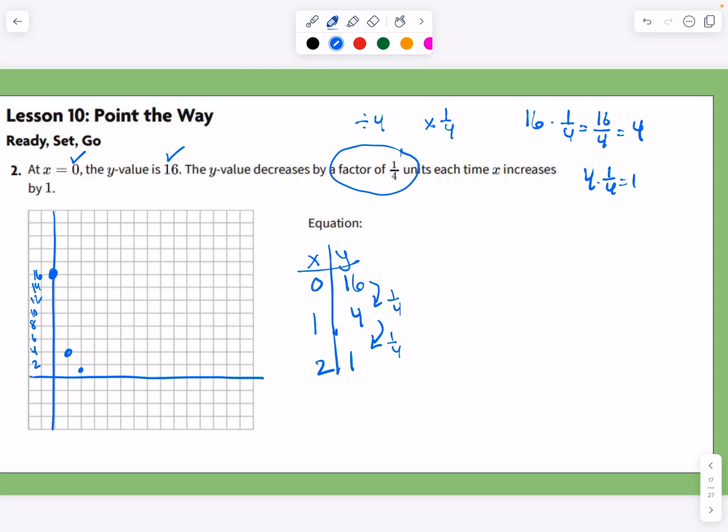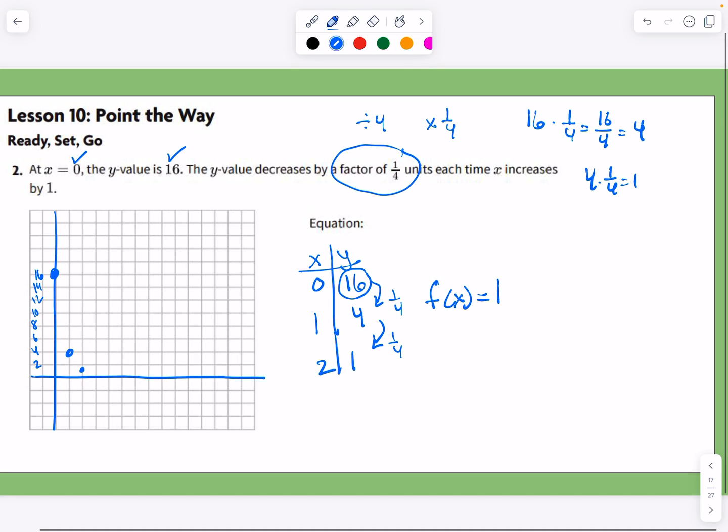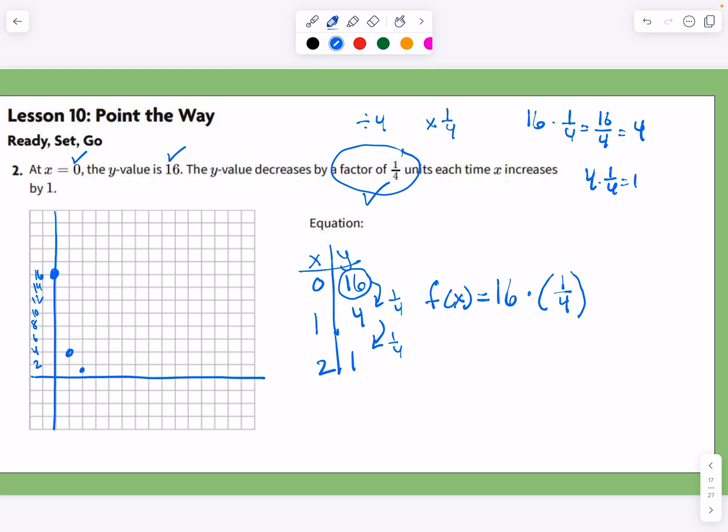So it helps me out knowing what my explicit equation is going to look like. We would say f of x is equal to our initial starting value of 16 times our ratio of change, which is a factor of 1/4. So we're going to say multiply by 1/4. And then we're going to say 1/4 to the x power.